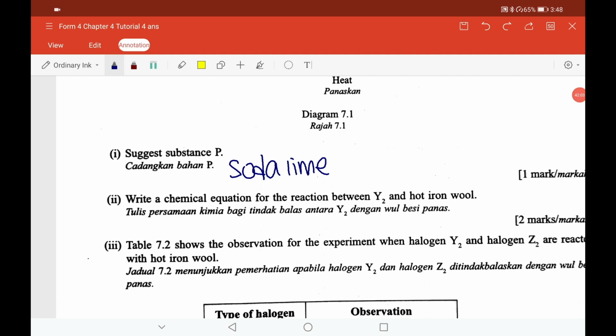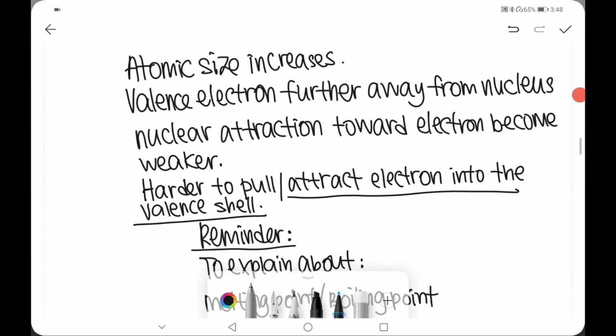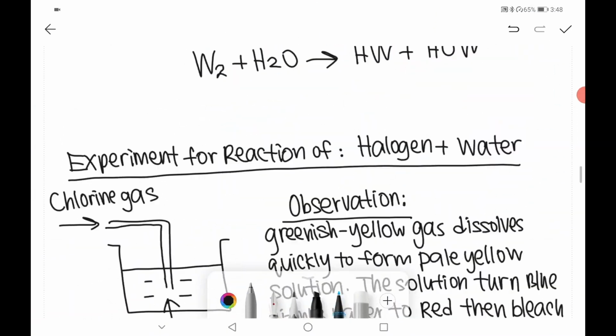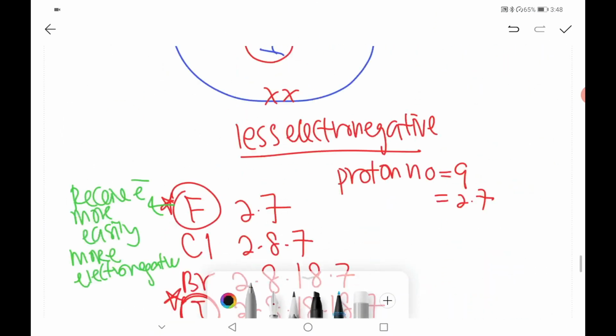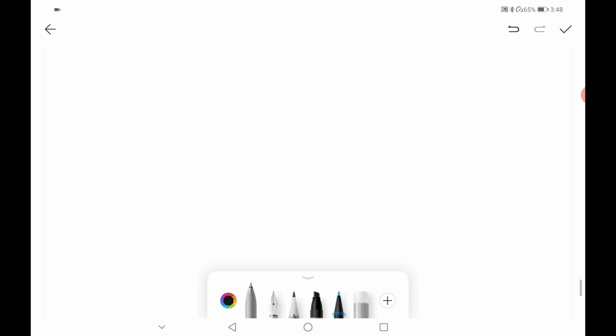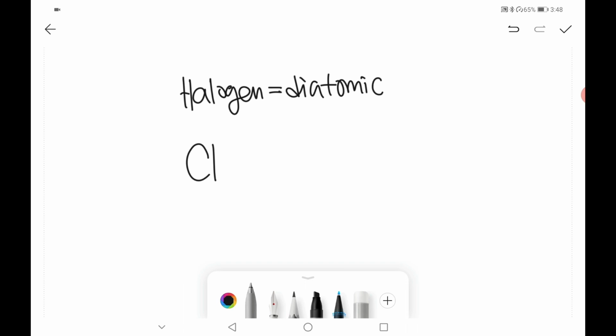All right, so when you want to write a chemical equation between halogen and iron, you always use chlorine to predict. So we will use chlorine to predict the equation. Okay, so how to do? When we have chlorine, chlorine is Cl. Remember, halogen is always a diatomic molecule. Halogen is always diatomic, so you always have 2 atoms, so Cl2.